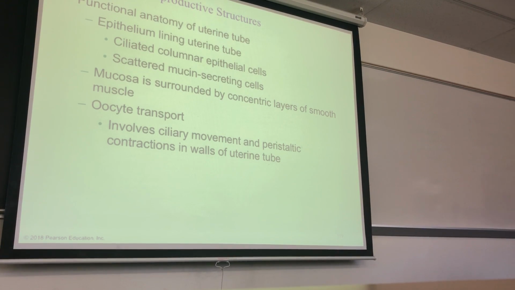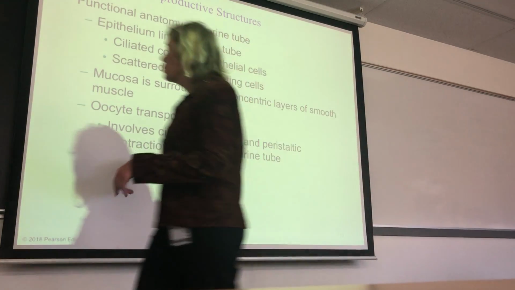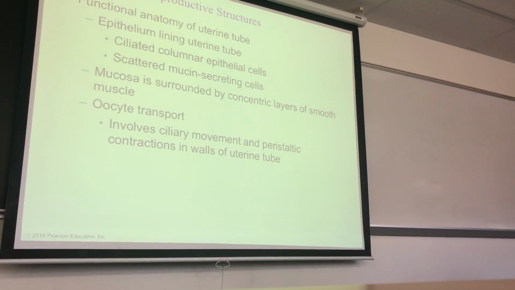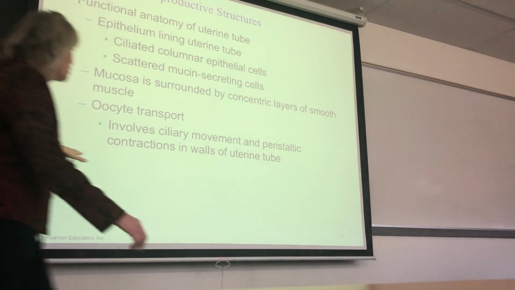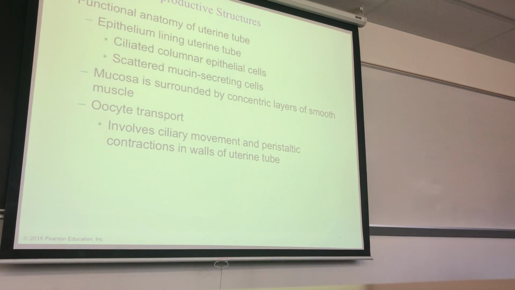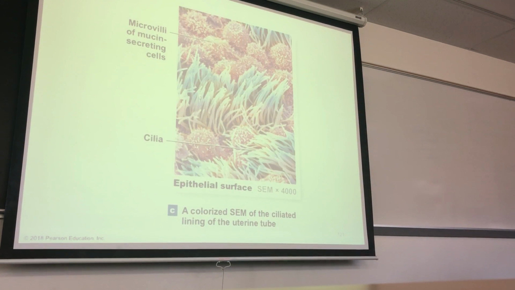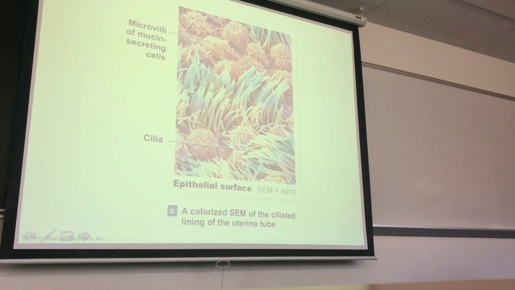The other thing is that the uterine tubes also have peristaltic contractions. So in addition to having the cilia, there's also peristaltic contractions where the smooth muscle are pushing the ovum closer to the uterus. Here's a picture of the cilia, so you can kind of see what they look like.